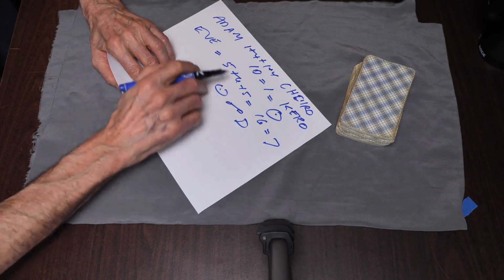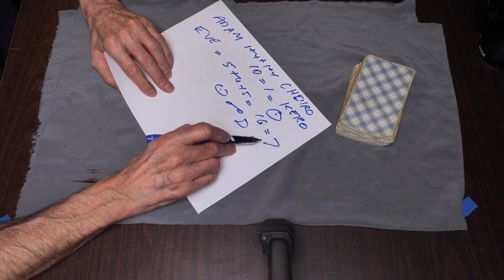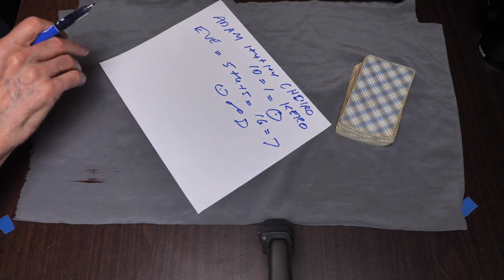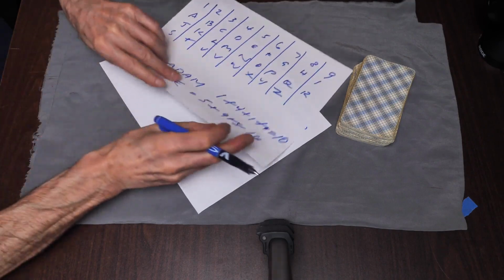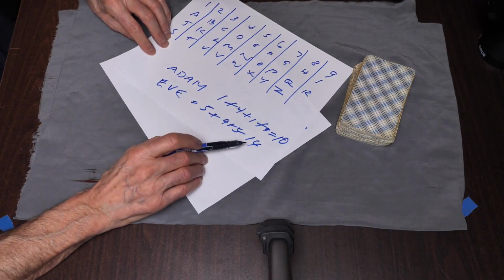But it's interesting that Adam is masculine and Eve is feminine, the moon. I don't think you get that with this Pythagorean method where Adam is 10, okay, but Eve is 14.